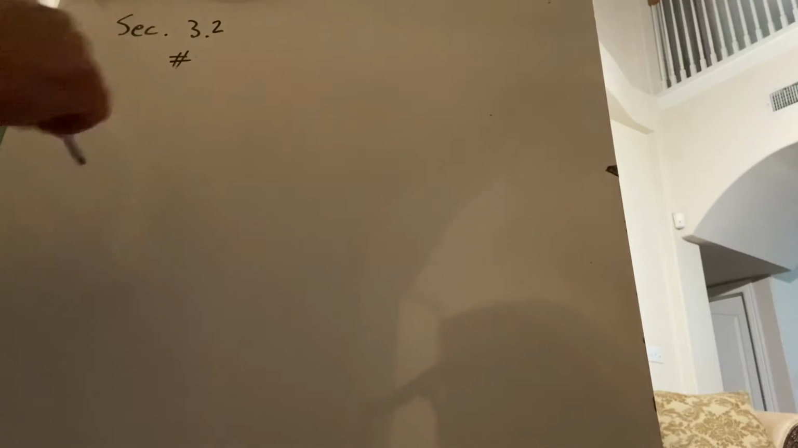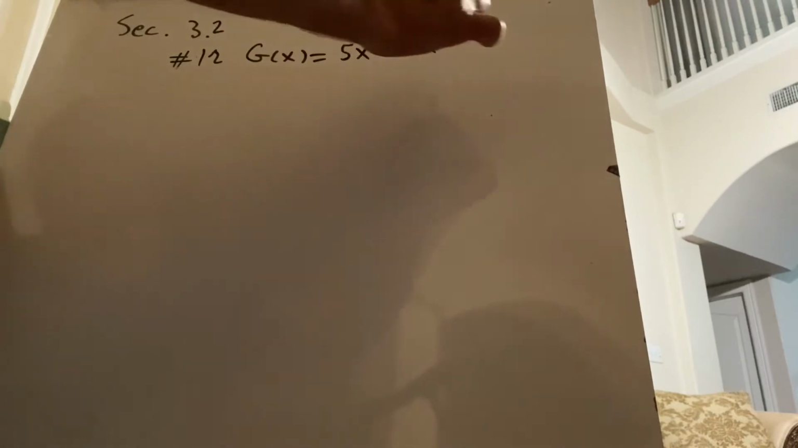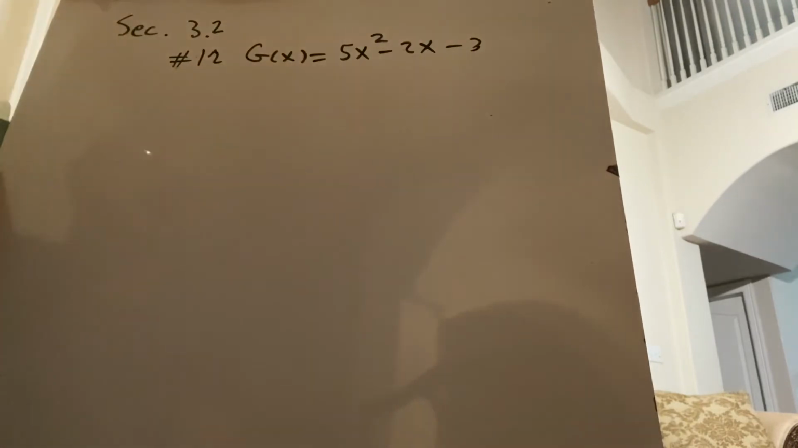Okay, guys, so there was another question from 3.2, number 12. Should be very similar to the last couple of problems that we just did. So number 12, again, our function capital G of x is given to be 5x squared minus 2x minus 3. And of course, we're going to do the same thing. We're going to look for the critical values, relative maximum minimum, inflection points, increasing, decreasing, concavity, and also ultimately graph.